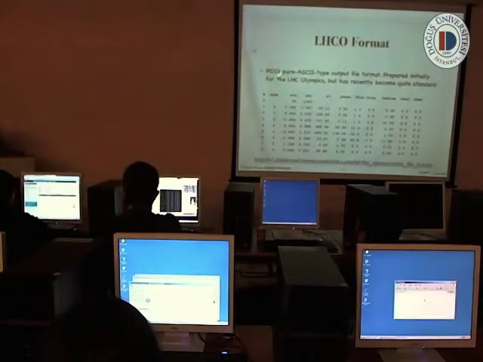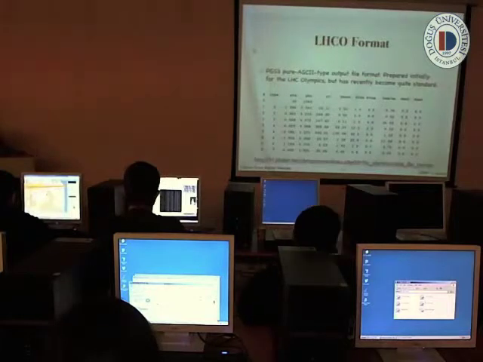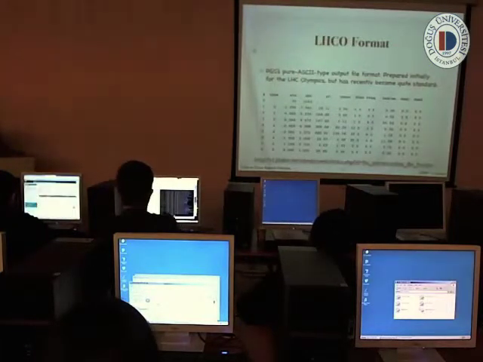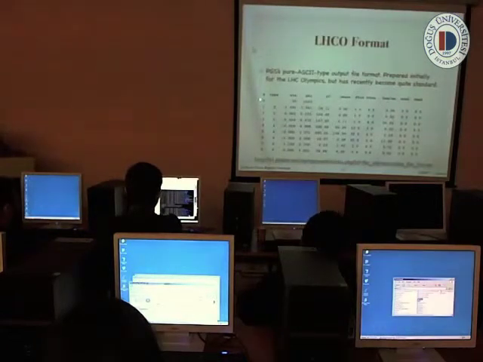Now I'll quickly talk about this LHO format, the output format that comes out. Okay, I don't want to spend too much time here, but from the slide you'll be able to read what this means. So PGS gives out this pure ASCII type output file, okay? And the format is very simple.